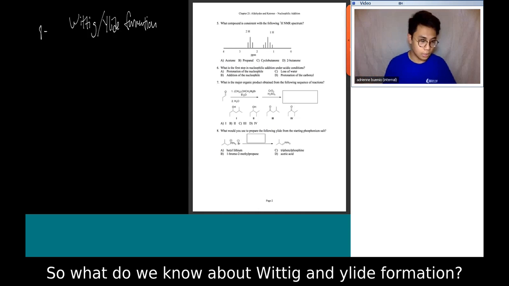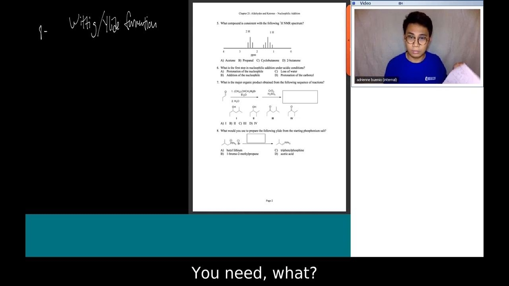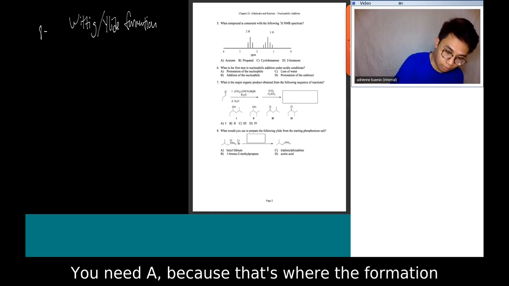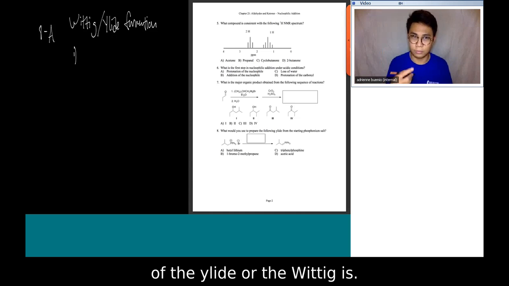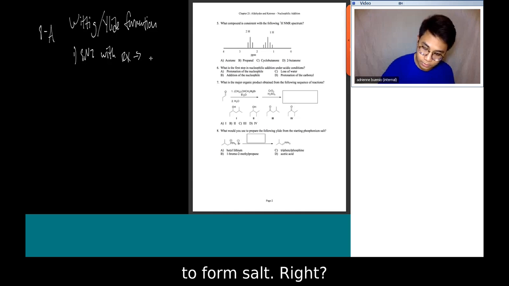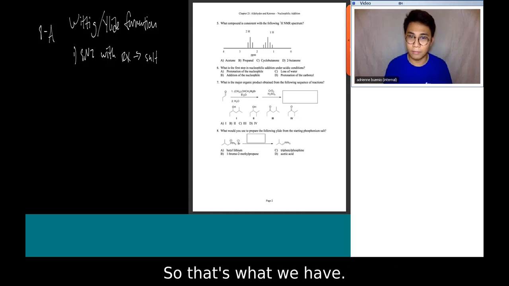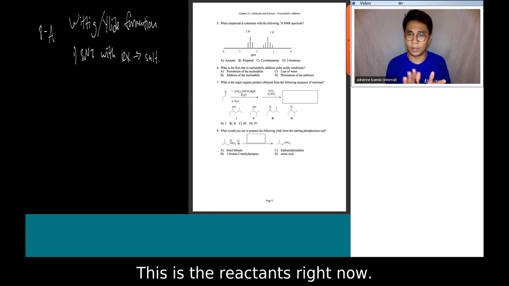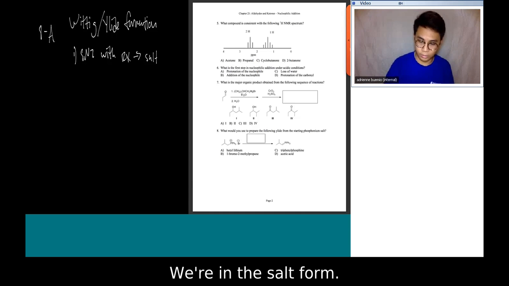Ylide formation. So what do we know about ylide formation? You need what? You need A, because what are the steps for the formation of the ylide or the Wittig reagent? So first you'll have an SN2 reaction with RX to form the salt, right? So that's what we have. This is what the reactants are right now. We're in the salt form, right?